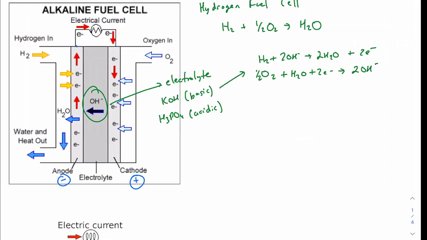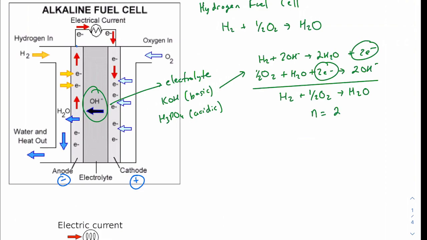Okay. And again, if you notice, when you balance these reactions out, the electrons cancel, and you're left with essentially a net reaction of H2 plus 1/2 O2 yields H2O. Also note that the number of electrons here is 2. And in case you need to solve for delta G later on, your n is 2 in this reaction.